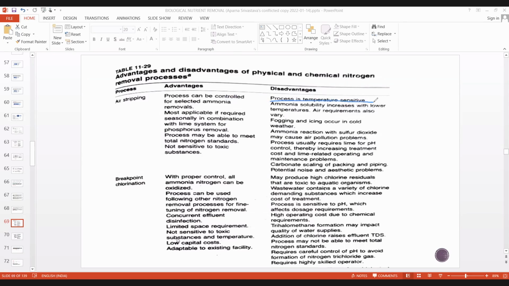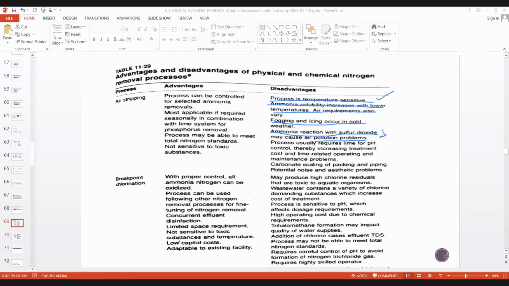The process is temperature sensitive, and that's why in cold countries it is not favorable. Ammonia solubility increases with lower temperature. Air requirement also varies, and fogging and icing occur in cold weather. These we already discussed. Ammonia reaction with sulfur dioxide may cause an air pollution problem.